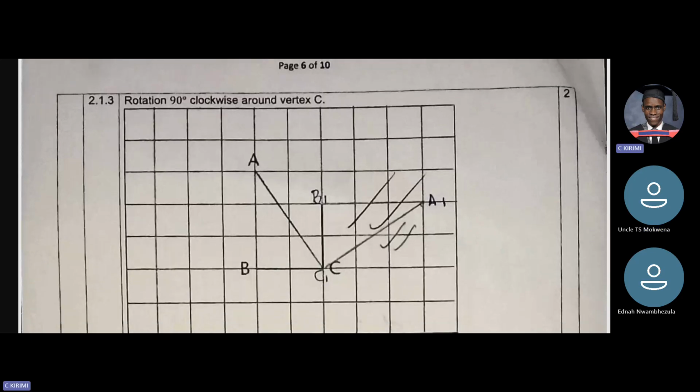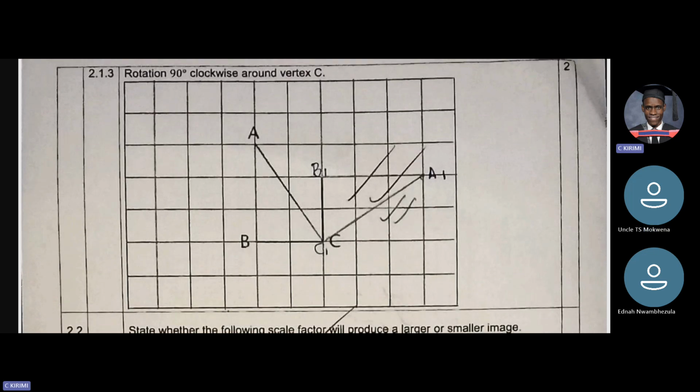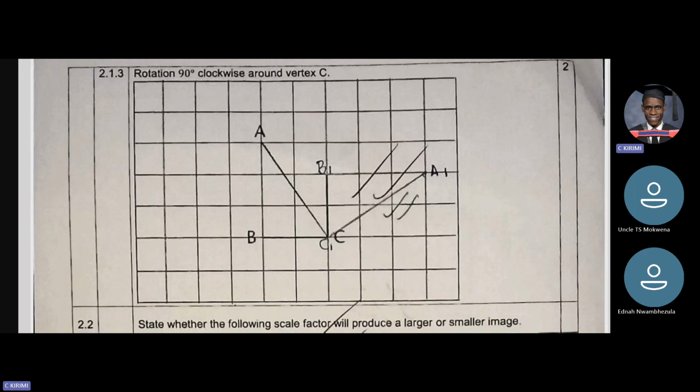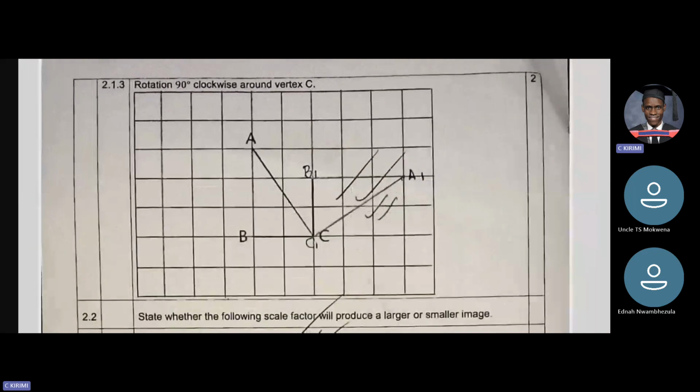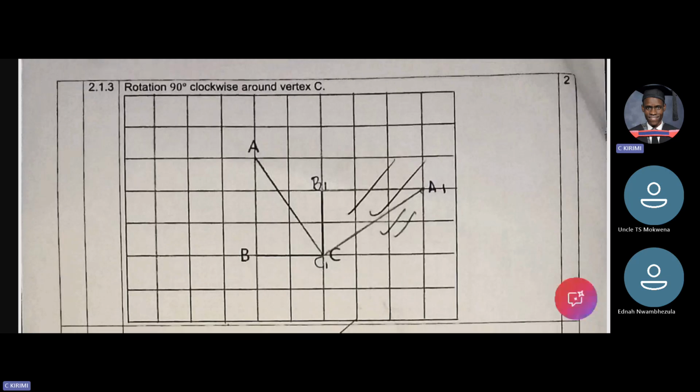For 2.13, rotation 90 degrees clockwise around vertex C. And I told you, you must have a protractor, a mathematical set, when you're writing this question paper. You are going to measure some angles, you are going to construct angles. If you don't have a mathematical set, you are going to get zeros for those particular questions, you won't score any mark because you don't have all the instruments required to write the exam.